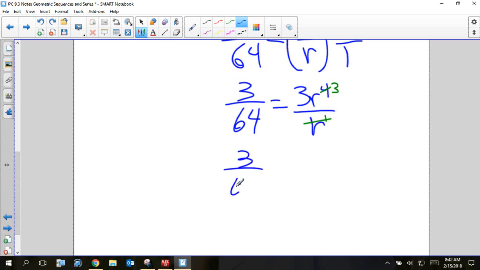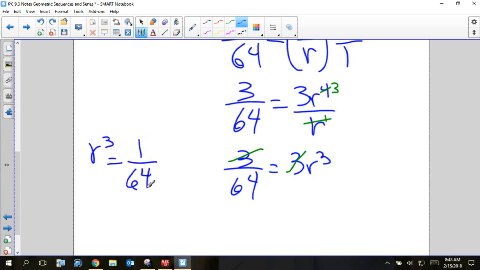So I've got 3 over 64 equals 3r to the 3rd. How do we get r by itself? Divide by 3. That's going to cancel the 3 out from both sides. So now I have r cubed equals 1 over 64. How do I get r by itself?